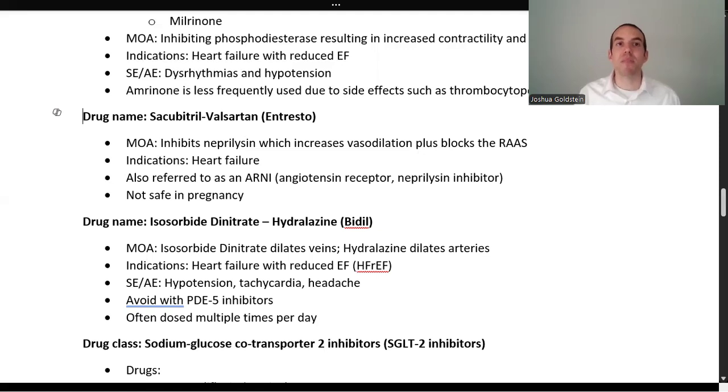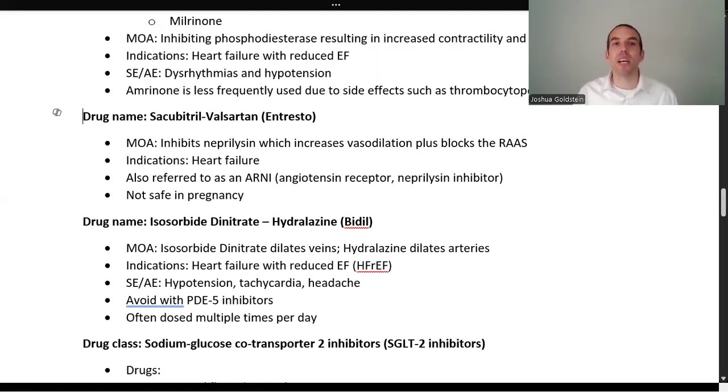The side effects or adverse effects of this drug are dysrhythmias and hypotension. So really keep an eye on their blood pressure and make sure they're on ECG rhythm, which anytime anyone's in acute heart failure, of course, they're going to be on a monitor. Amrinone is used less frequently due to the issue of thrombocytopenia versus Milrinone. So that's Amrinone and Milrinone. Those are two drugs for exacerbations relating to heart failure.